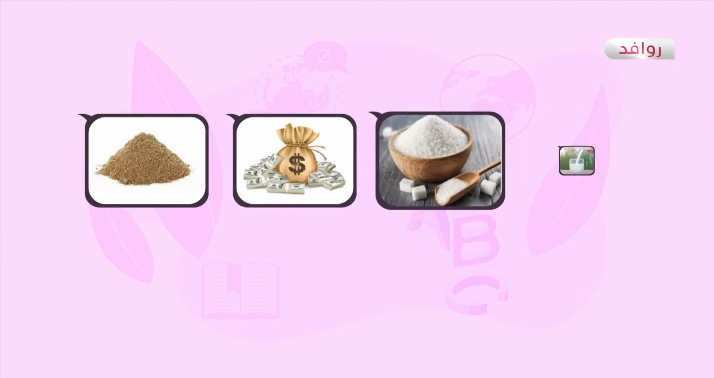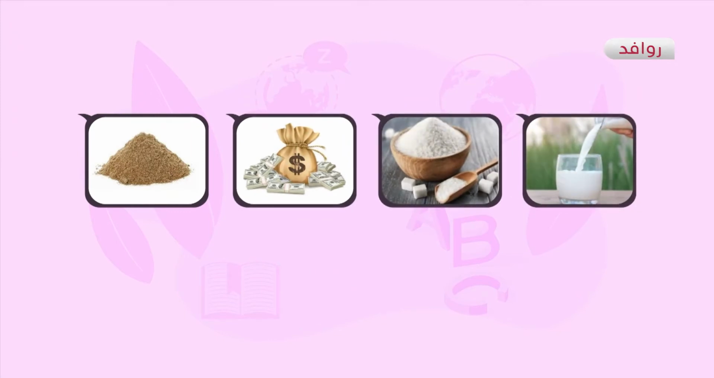Now look at these pictures. We have sand, بمعنى رمل, money, بمعنى نقود, sugar, بمعنى سكر, and milk, بمعنى حليب. Can we count sand or sugar?